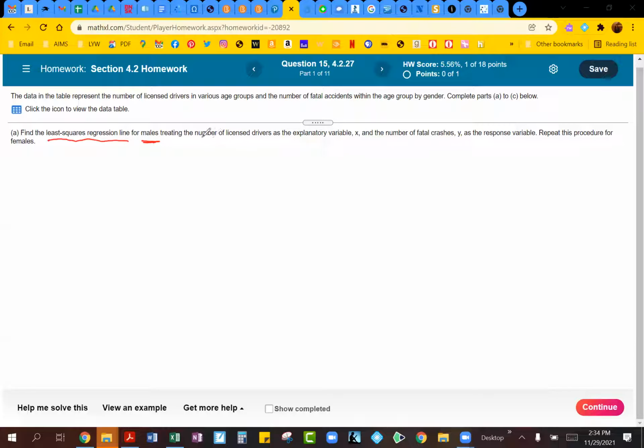And this is where they're telling us to treat the number of licensed drivers as your explanatory variable, which means your independent variable or the X variable, and the number of fatal crashes as our Y variable or the response variable. And then they're saying repeat this process for the female drivers as well. So you're directly going into the least squares regression line. So remember, that's this one that we looked at in the previous example.